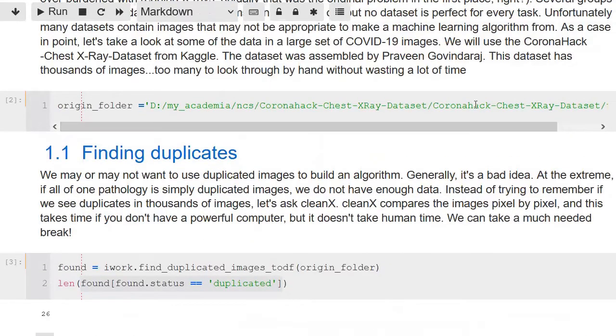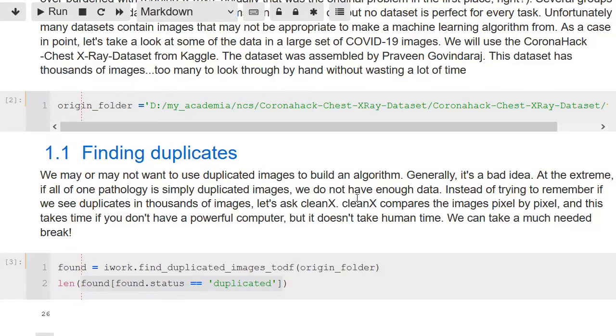I read in a bunch of images that were put together by Mr. Praveen Govindaraj. He made a data set of chest x-rays called the Corona Hack Chest X-ray Dataset for Kaggle. Mr. Praveen is not a medical professional, so we should not expect this data set to exactly reflect the kind of data set we would put together if we were making a data set for machine learning.